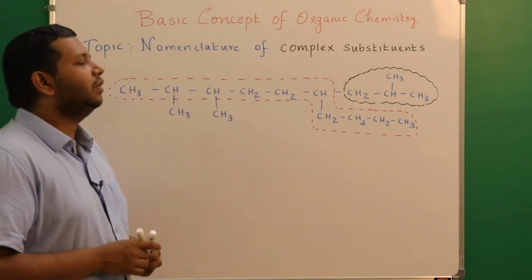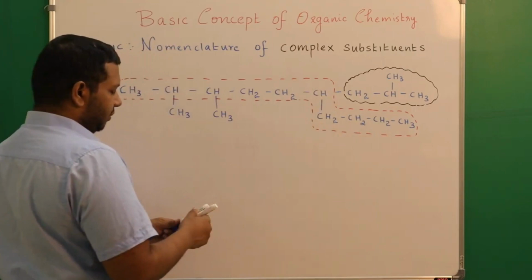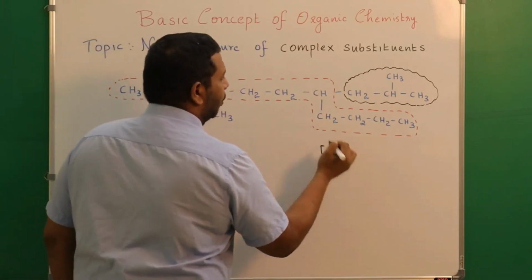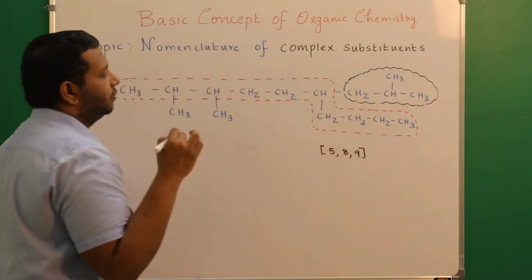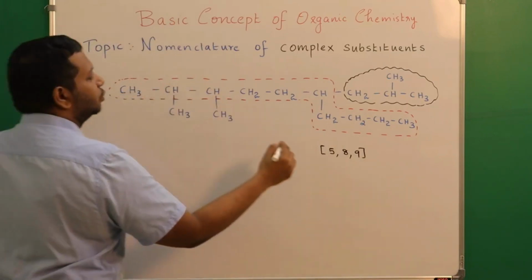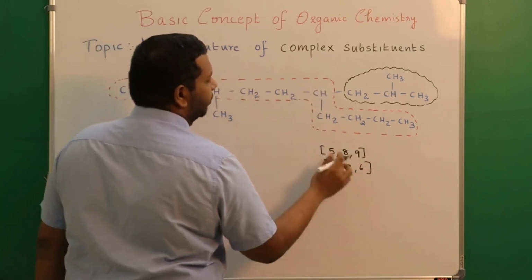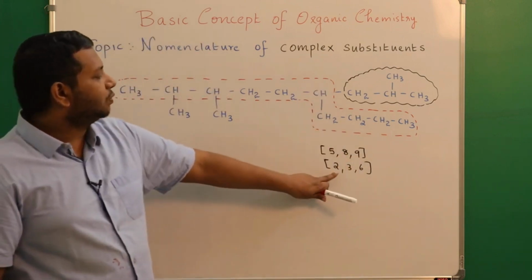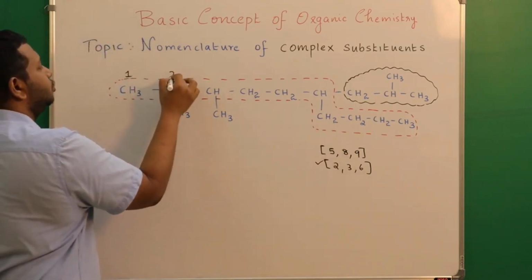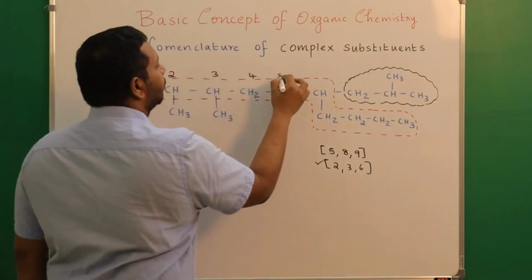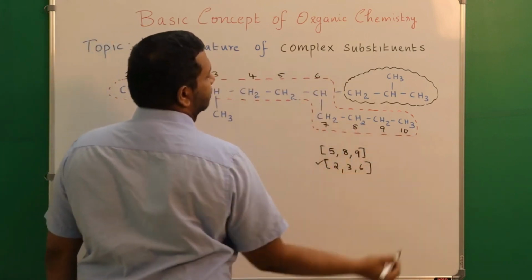Now we need to number it. If I do the numbering from here, 1, 2, 3, 4, 5, the first locant that is coming here is 5, correct? 5, comma, then 6, 7, 8, 9. So 8 and 9 is the locant position. Now if I do it from here, 1, 2, 3, so 2 and 3 will come, 2, 3. 4, 5, 6. Then 6 will come, correct? So from the first one itself we could understand that this is the smallest number. So this numbering is correct. So I will give numbers like that. 1, 2, 3, 4, 5, 6, 7, 8, 9, 10.